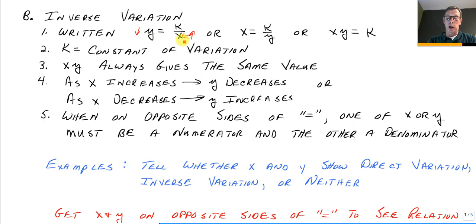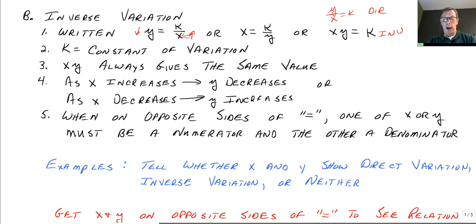And if I would try to put the x and the y on the same side of the equal sign, like I did over here by multiplying both sides by x, notice that now I have x and y together. Notice that x times y is equal to k. So that's also another important thing of inverse variation, x times y is equal to k. That's indicative of inverse, where before we had y over x equal to k. That would be indicative of direct variation.